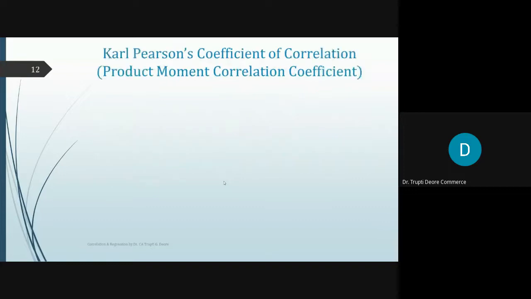Now the last part of today's lecture is Karl Pearson's coefficient of correlation. Remember that Karl Pearson's coefficient of correlation is also known as the product moment correlation coefficient. It is denoted by small r.